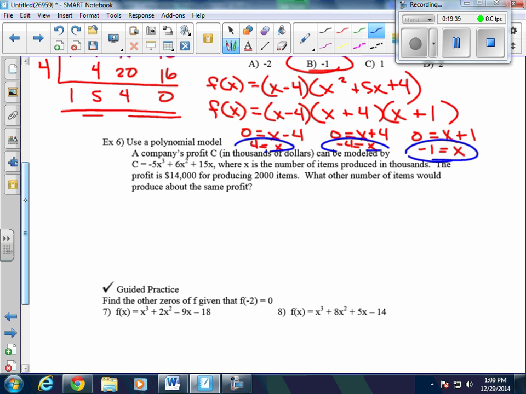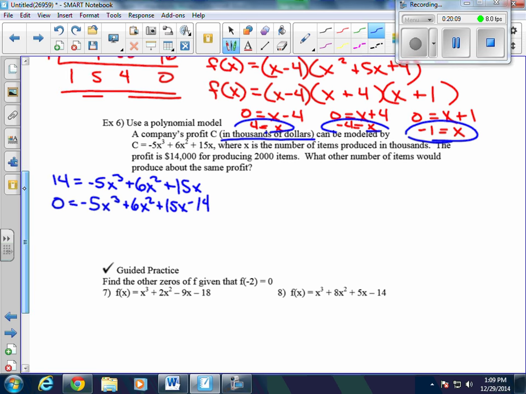So we're going to put 14,000 in. However, you see here that it says it's in thousands of dollars. So instead of putting 14,000 in for C, we're going to put in 14. So it's going to say 14 equals -5x cubed plus 6x squared plus 15x. Well, we want to set it equal to 0. So it's going to be negative 5x cubed plus 6x squared plus 15x minus 14.